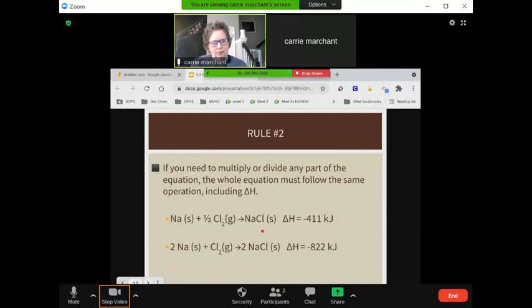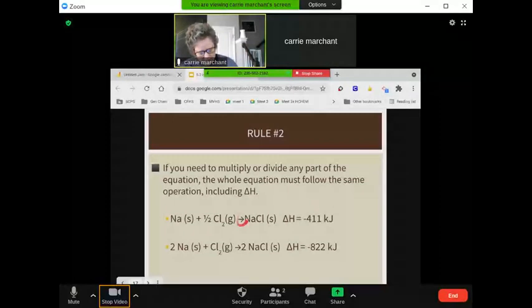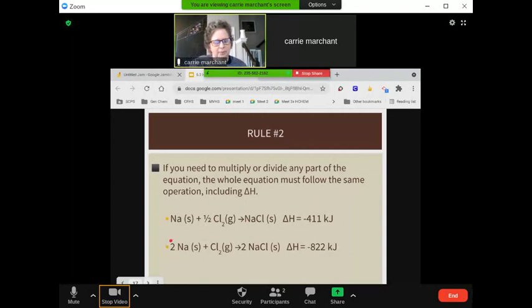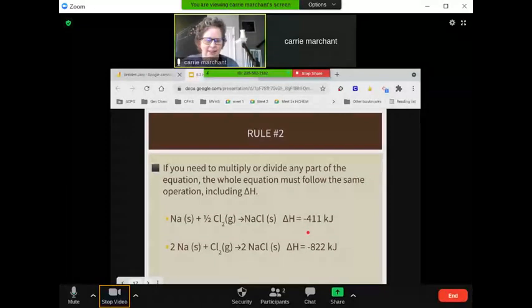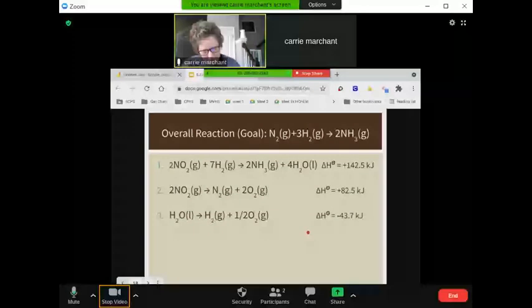Rule 2. If you have to multiply or divide to meet your goal, you have to multiply or divide your enthalpy too. My enthalpy is times 2. That means all my coefficients have been multiplied by 2. 2 moles of sodium instead of 1. 1 mole of chlorine instead of a half. 2 moles of sodium chloride instead of 1. Negative 822 instead of negative 411.